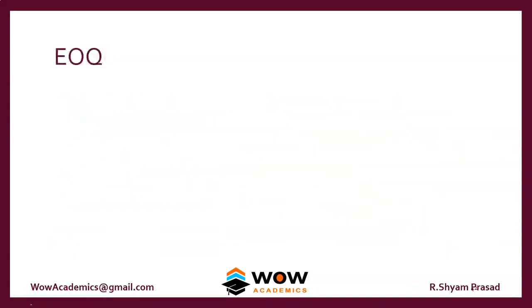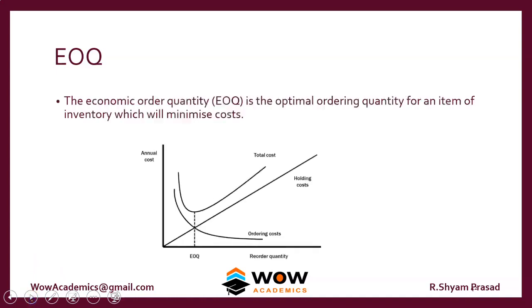So the next one is EOQ. EOQ is the economic order quantity, which refers to the optimal ordering quantity for an item of inventory, which will minimize the cost. So we look at the chart to identify how the EOQ works. On one side we have the number of units, and on the other side we have the annual cost. There are 3 lines here.